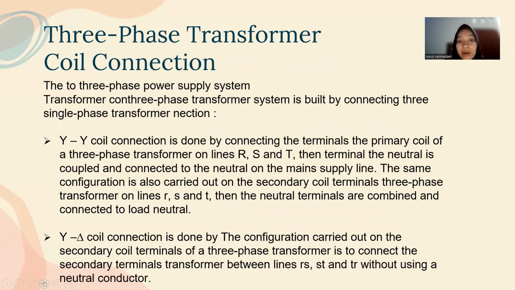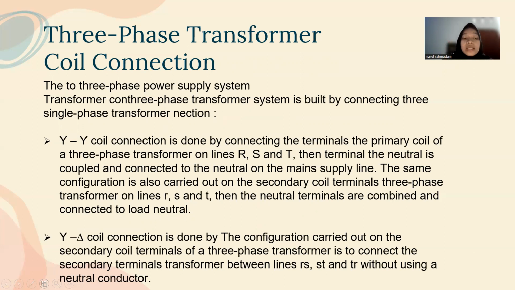Next, three-phase transformer coil connection. The three-phase power supply system transformer is built by connecting three single-phase transformers. Number one, wire-to-wire connection is done by connecting the terminals of the primary coils of a three-phase transformer on lines R, S, T. Then the neutral terminal is connected to the neutral on the main supply line. The same configuration is also carried out on the secondary coil terminals of the three-phase transformer on lines R, S, and T. Then the neutral terminals are combined and connected to load neutral.